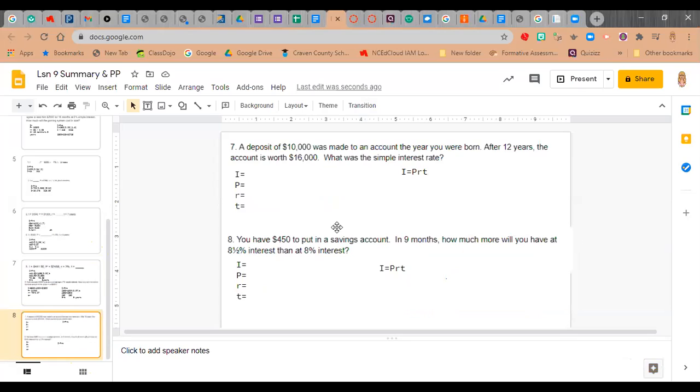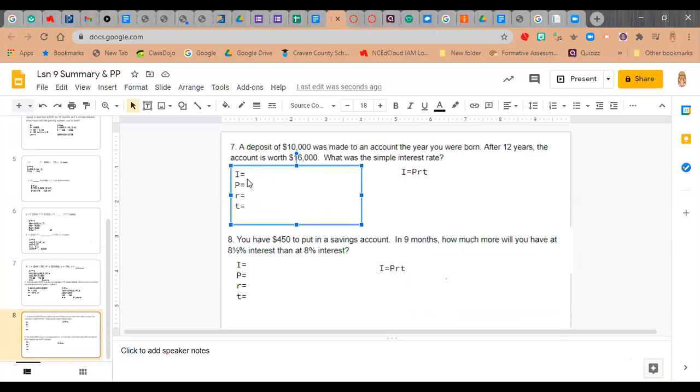All right. A deposit of $10,000 was made to an account the year you were born. After 12 years, the account is worth $16,000. What was the simple interest rate? So once again, we're going to make our cheat table. What's this $10,000? The $10,000 is the deposit. Yeah. So the deposit, and that's the principal. I heard somebody say the principal.